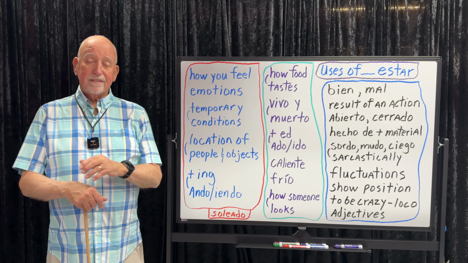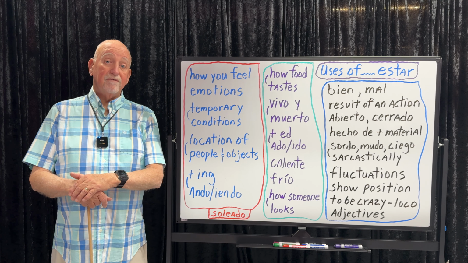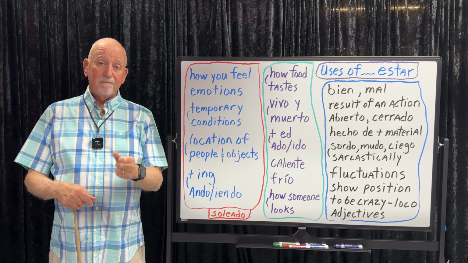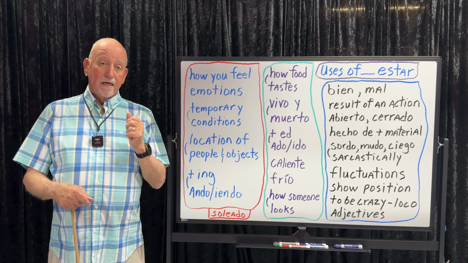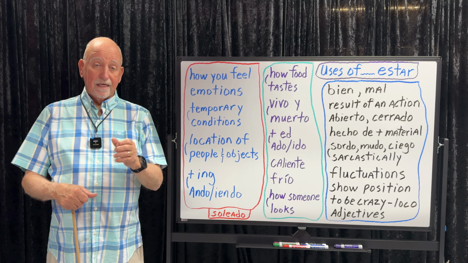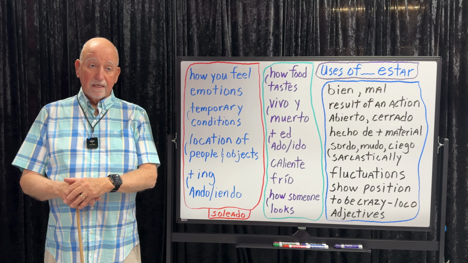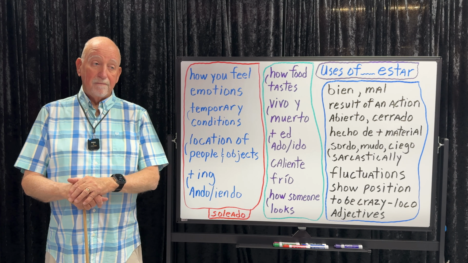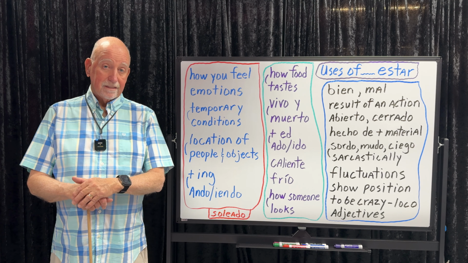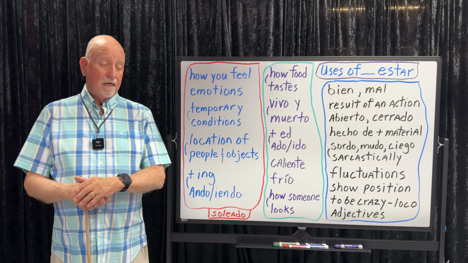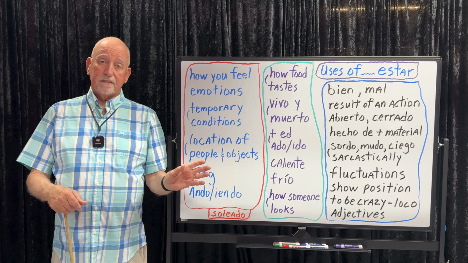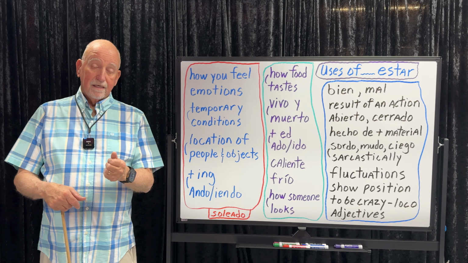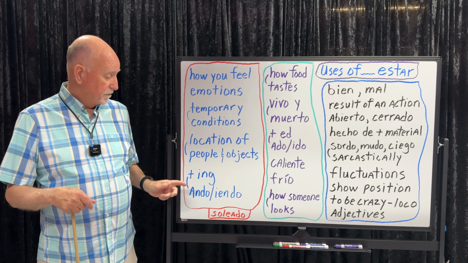Now, the one exception is location of an event where something happens. That is not estar, and that's a big mistake that people make. If you want to say where an event is, that's the verb ser. Like it's going to be in Texas. Va a ser en Texas. The party is at Mary's house. La fiesta es en la casa de María. So location of people and objects is the verb estar. Location of an event is the verb ser.